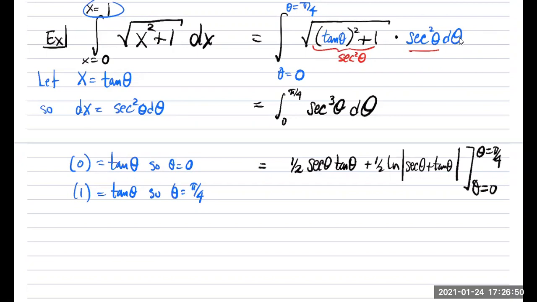Now, the nice thing about converting the limits of integration over to thetas, gang, is that you don't have to use the little red right triangle to convert back to the x's. There's no reason for it. Everything is in terms of theta, including the limits. So all we have to do is use the fundamental theorem and input the limits directly.